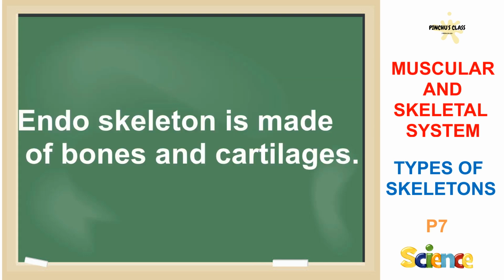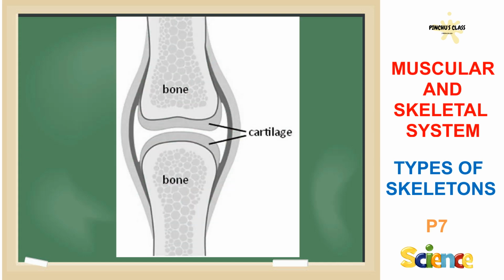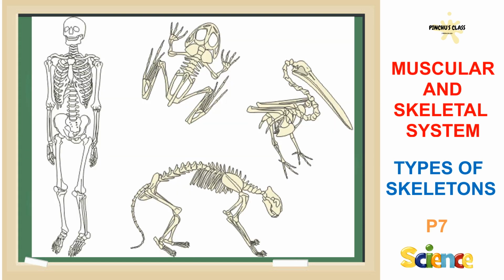And the difference between exo and endoskeleton is that endoskeleton is made up of bones and cartilages. Yes, it's made up of bones and cartilages. So the animals have bony skeletons within their bodies. Yes, that's how the endoskeleton is made up.